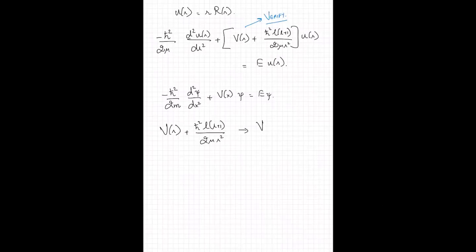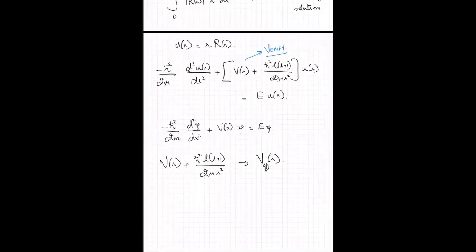Sometimes this is called the effective potential. The second term is sometimes called the centrifugal term. It is basically the term that is directly dependent on the angular momentum operator L square. So with these two substitutions, the equation for u of r looks exactly like a Schrodinger's equation for a particle moving in one dimension under the action of a potential V of r plus 1 over r square.